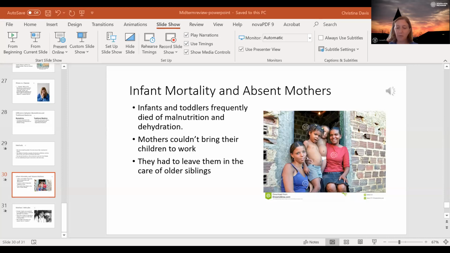Okay, so what I want you to do right now is, if you have the sample midterm review question sheet, get it out. The first question is to define Lock and Scheper-Hughes's concept of the individual body, the social body, and the body politic. The easiest one is the individual body. Can anyone tell me what that is? It's yourself, your physical body.